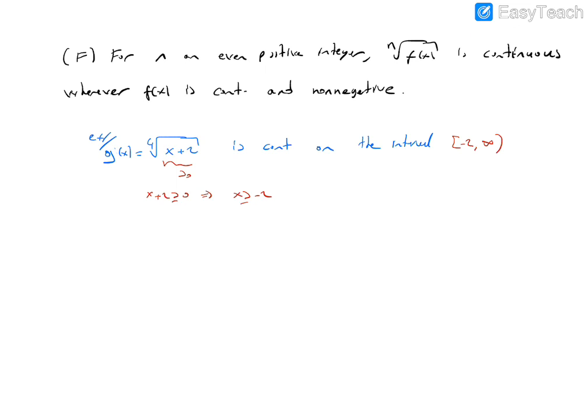If f of x is always positive, there is no problem. For example, you don't know the continuity of the exponential function yet, but let's say the sixth root of e to the power x is continuous for all x, since e to the power x is always positive.